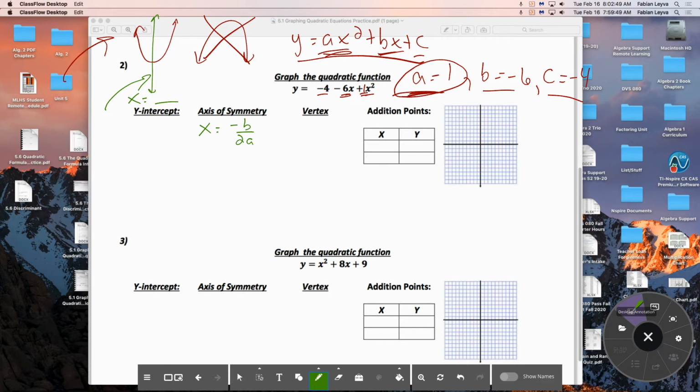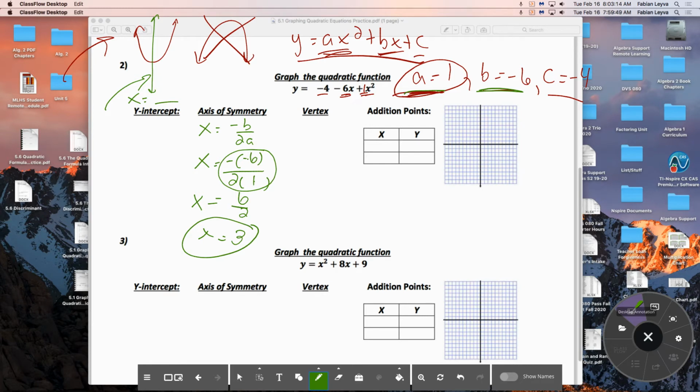So let's go ahead and do that. x is equal to negative whatever b is, divided by 2 times a. Remember that your b, which we found earlier, is negative 6, and your a in this situation is positive 1. All we have to do now is the math to figure out what all this equals. Negative times a negative is a positive 6. 2 times 1 is 2. And then 6 divided by 2 is just 3. So we found our axis of symmetry.